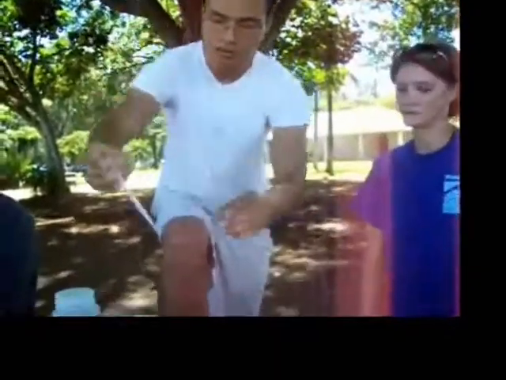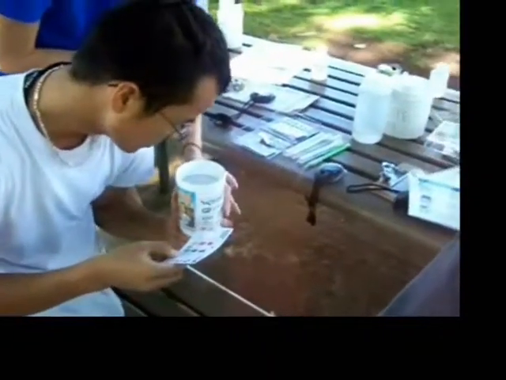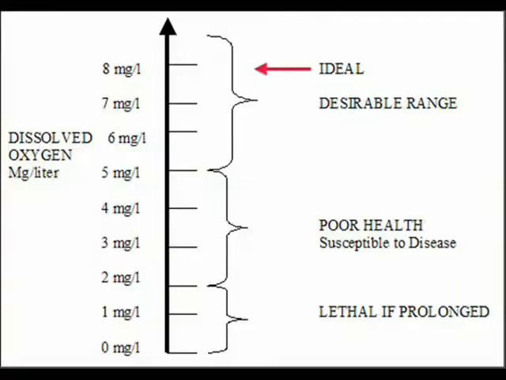Phosphorus is another fundamental nutrient for plant and animal growth. Again, an overabundance of phosphorus in the water will lead to an overgrowth of plants.